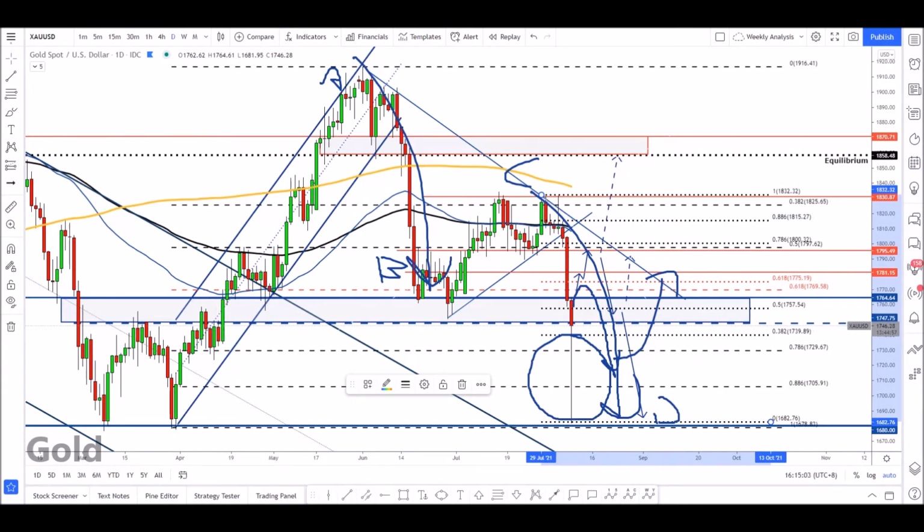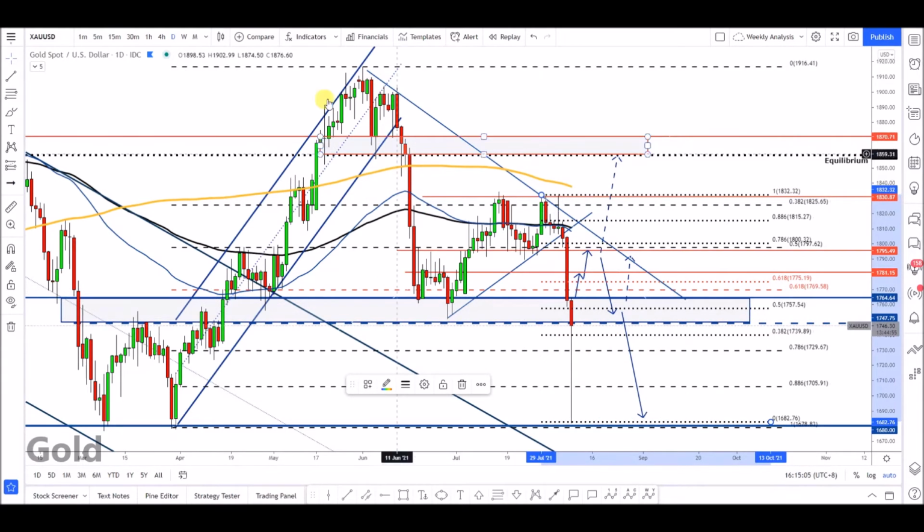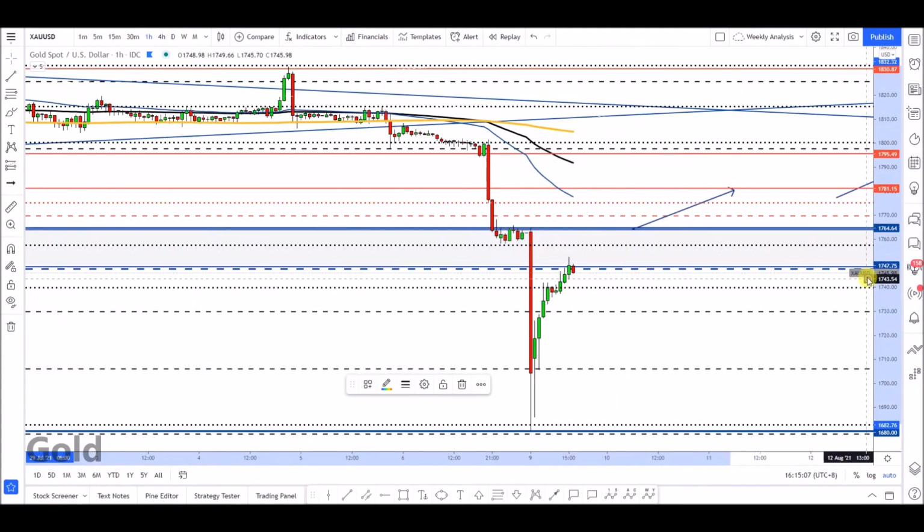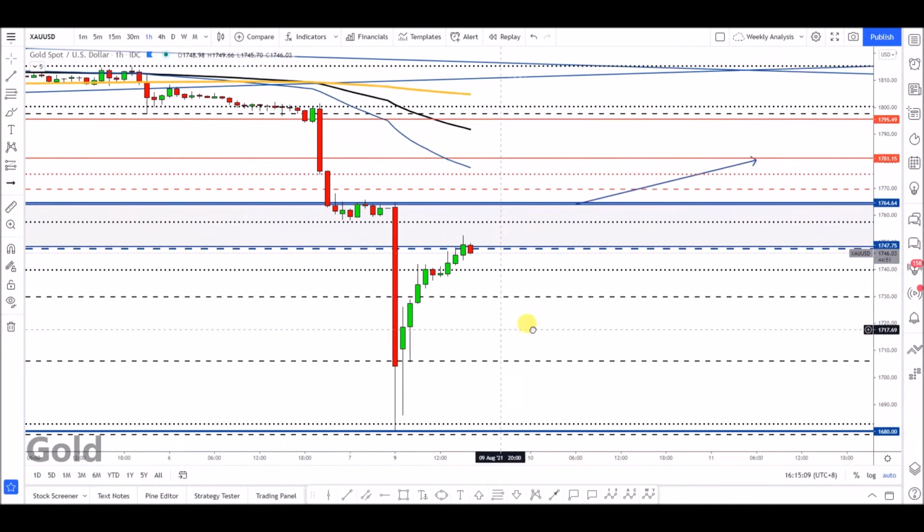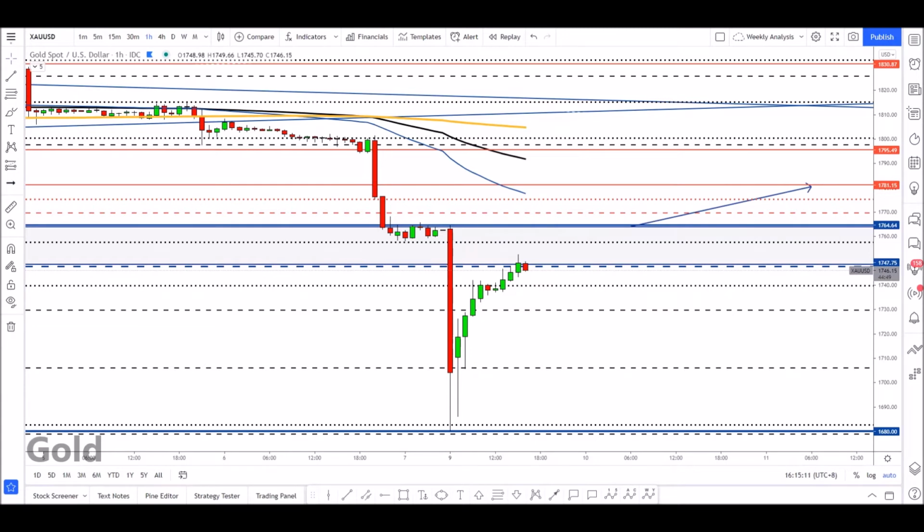Now let's take away the drawings again, and let's go to a smaller time frame such as the 1 hourly time frame. This is the current uptrend that we are seeing right now, the current rebound. So we want to see where we can actually go in again.